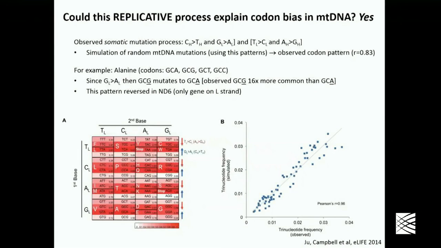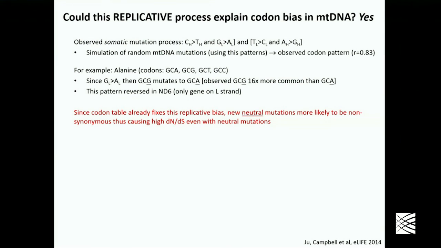And they then asked a really neat question: well, this is happening in somatic mutations in cancer. Could this have also shaped the evolution of the mitochondrial genome over evolutionary timescales? And they showed that yes, in fact, it does. If you look at the codon table, it has been shaped by this. Of all the C to Ts that you could have, most of them have already been mutated from C to T, and so you don't see those as often anymore in our human genome. So the codon table already fixes this replicative bias. Neutral mutations are more likely to be non-synonymous than synonymous.